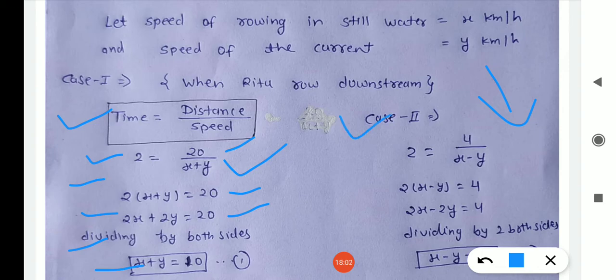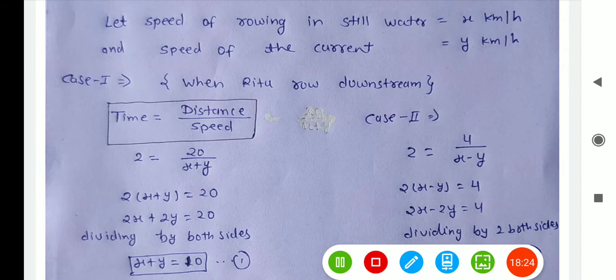In case 2, Ritu goes upstream. The time taken is 2 hours, and it covers only 4 kilometers of distance. Here the current speed and Ritu's speed are in opposite directions, so it means x minus y. Okay, so the concepts of x plus y and x minus y are clear.